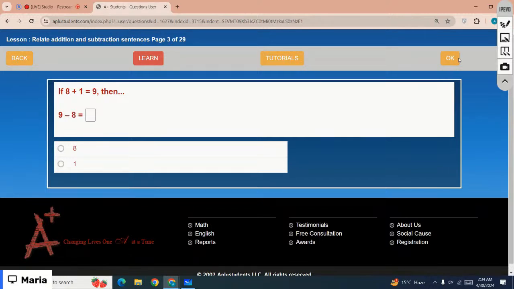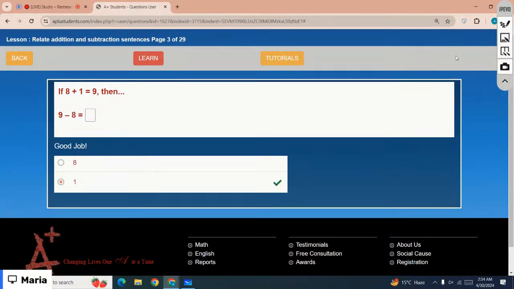If 8 plus 1 equals 9, then 9 minus 8 equals. Yes, 9 minus 8 is 1. Very good. The correct option is 1.